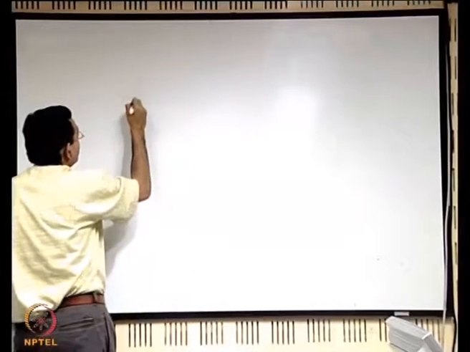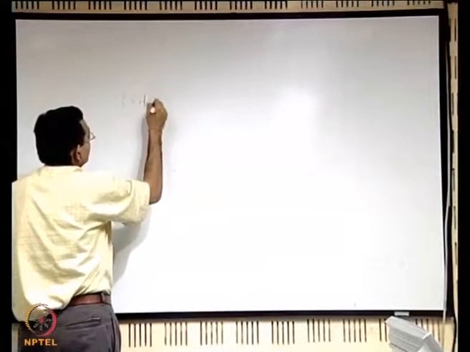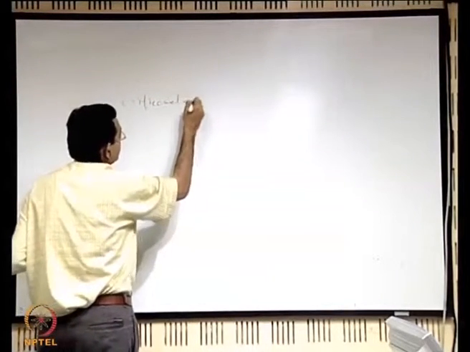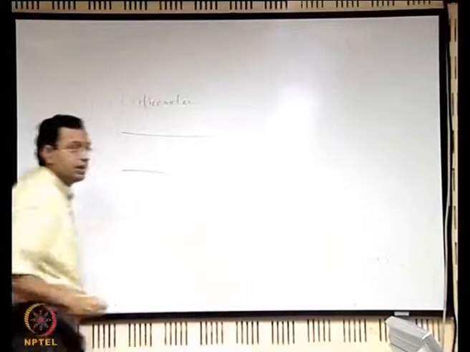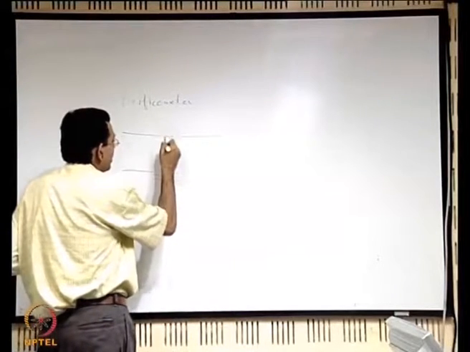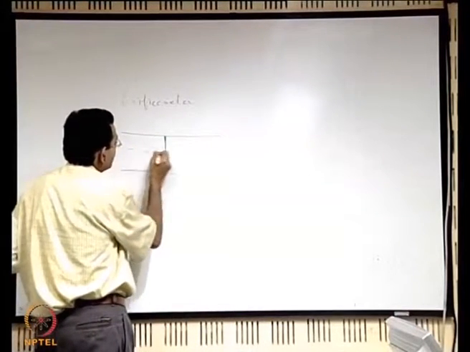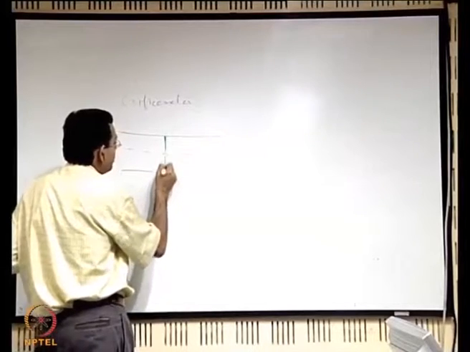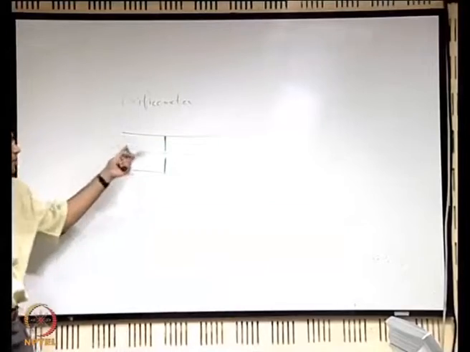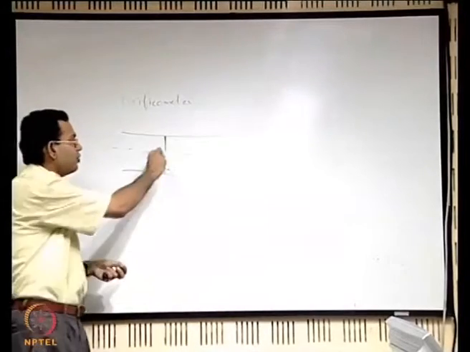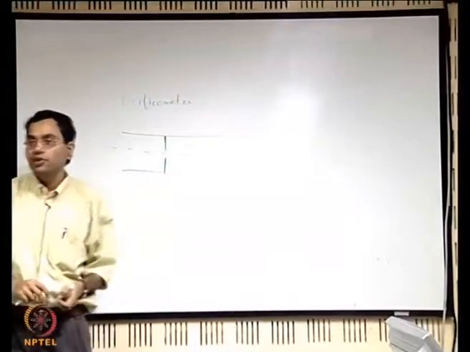So orifice meter is another application of the Bernoulli's equation. Again the purpose is the same: you have a pipeline, and you want to measure the flow rate through the pipeline. So what you are doing here is putting an obstruction in the form of a plate. If it is a circular pipe, it may be a circular plate with a hole at the center, which is called an orifice.